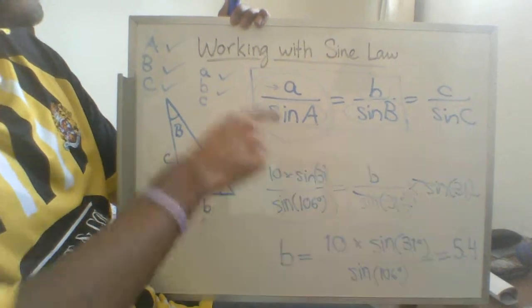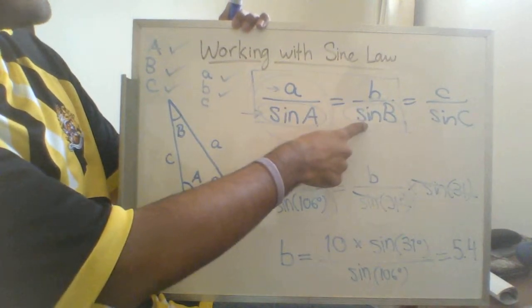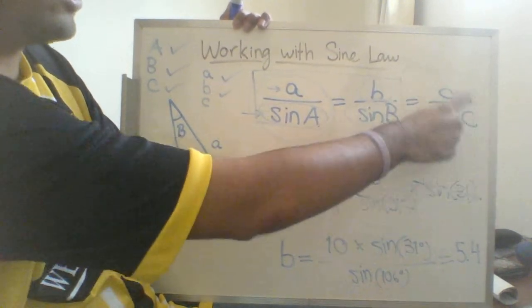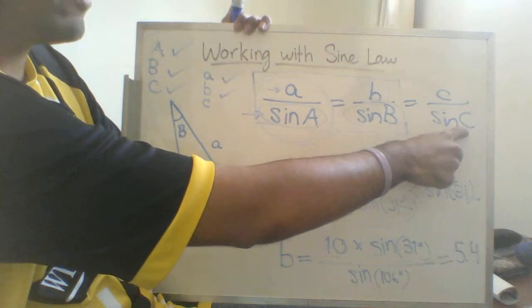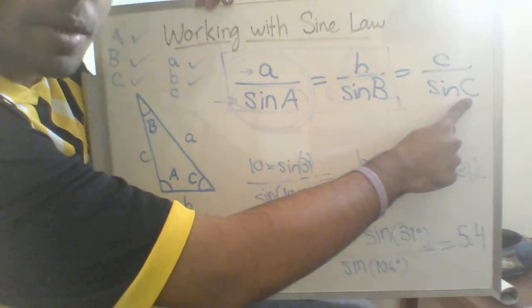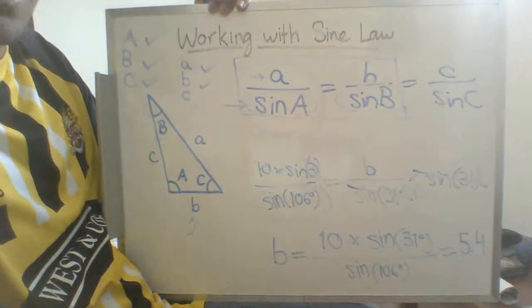You can either use A and sine A, or you can use B and sine B, because you have one piece of information out of these two, right? You have one piece of information here. You know angle C because we figured it out, but we don't yet have side C. That's the last thing we need to solve.